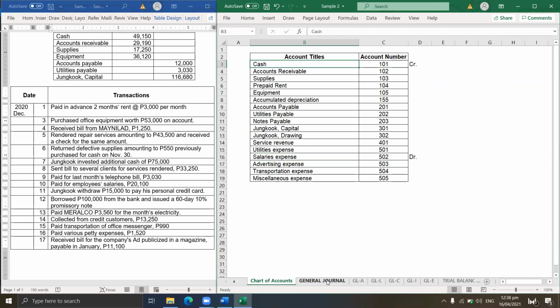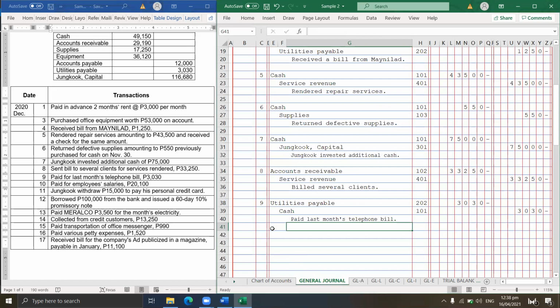Okay? So let's formally journalize it. Okay, so leave one space, then December 10. So we debit salaries expense, okay, worth 20,100. Okay, and then we credit cash. Okay, so that's also 20,100. Okay, so let's put a short explanation that we have paid employee salary.